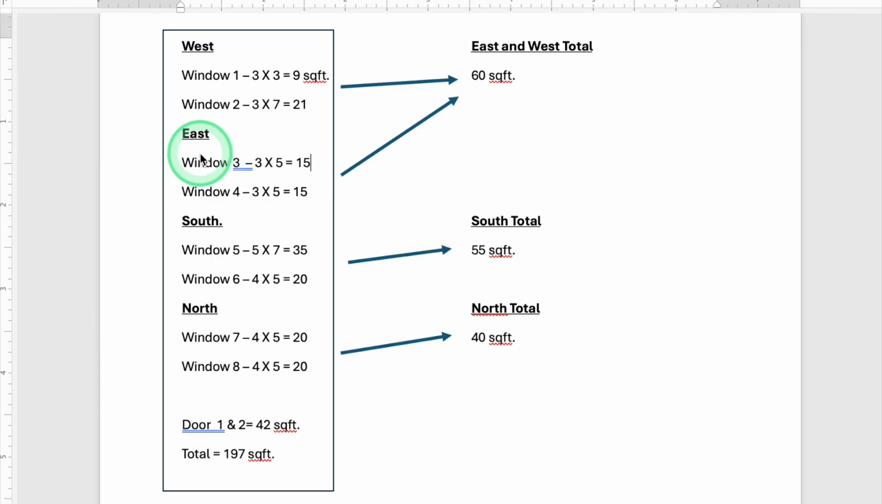On the east side of our house we have another set of windows. Here are our measurements, 3 by 5, 3 by 5, so that's 15 square feet each. That would also be called the area of that window. On the south facing wall, same thing. Count the windows, get the measurements, do the multiplication, length times width equals area or square feet. So we do this to the whole house. We walk around the whole house, get the measurements, write it down, get the area.